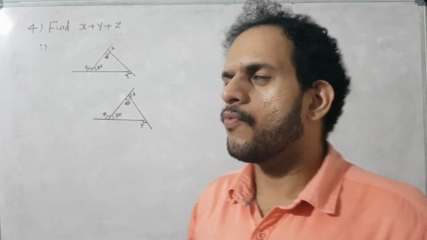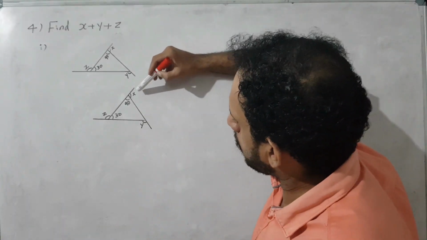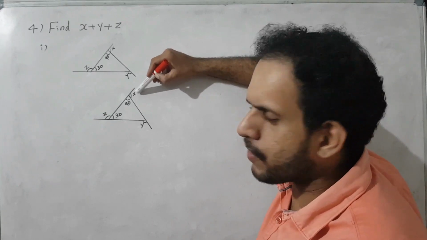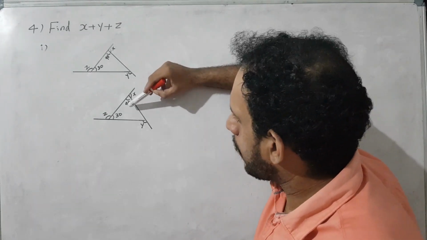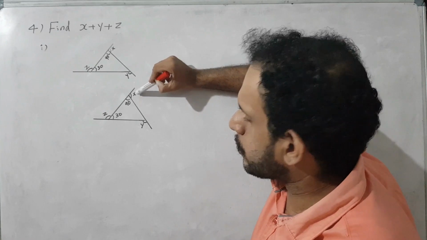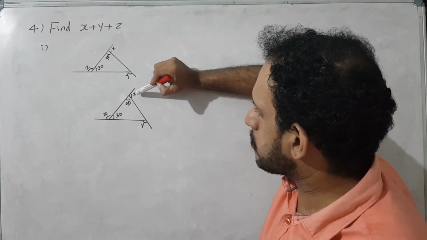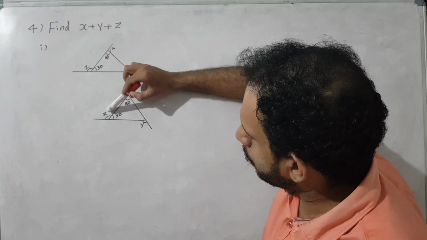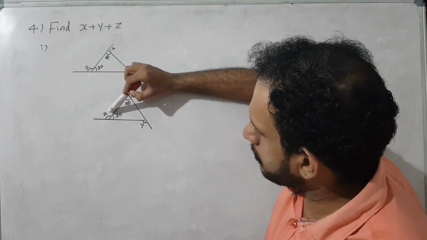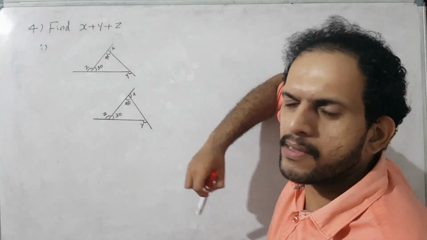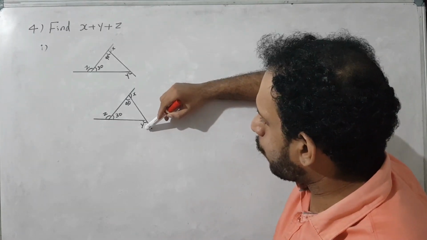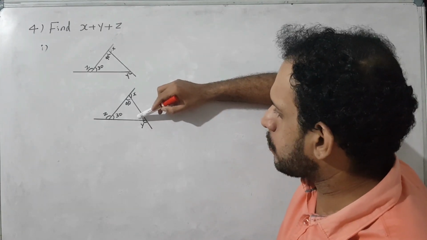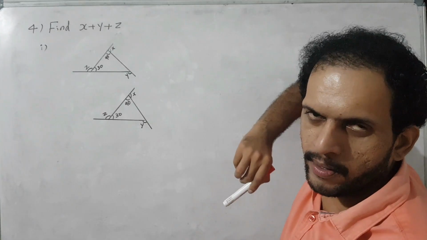For that, how do we get the value of x? The value of x is very easy to get, correct? Why? 90 and x have a relation. What is the relation? These two are supplementary. Here it is also very easy to find the value of z. Why? z and 30 are supplementary. But here it is not possible to find the value of y directly. Why? Because this angle value is not known, correct?